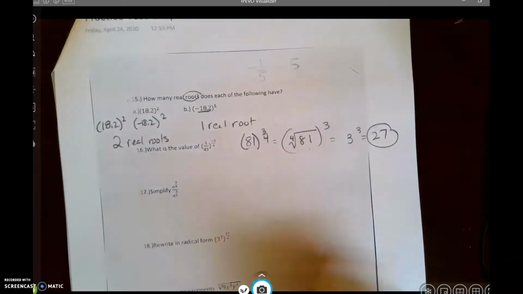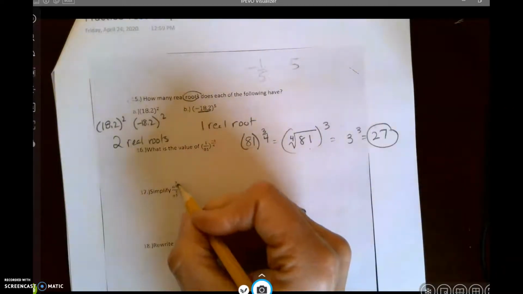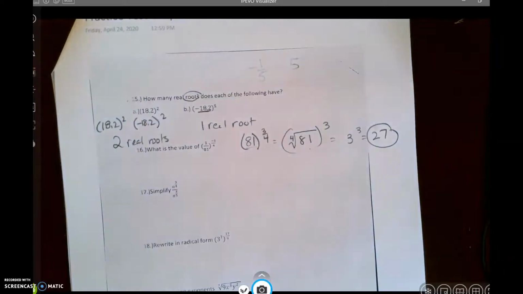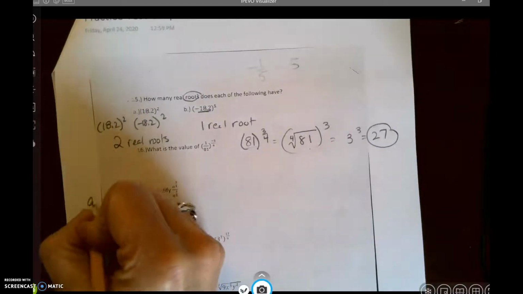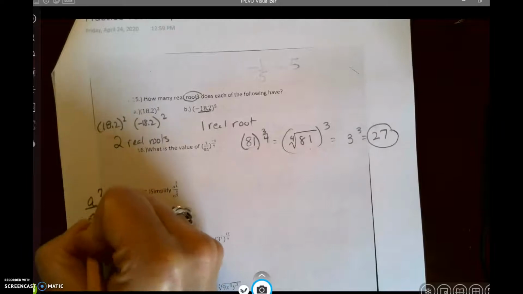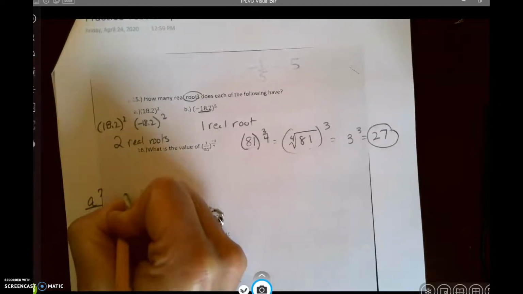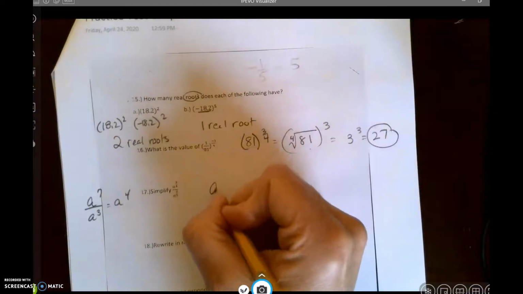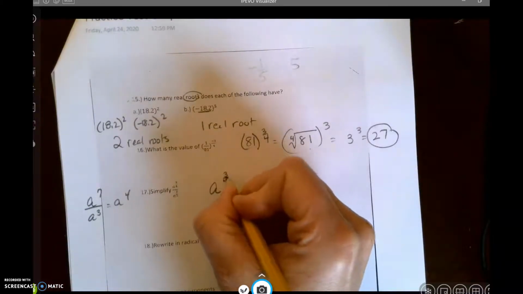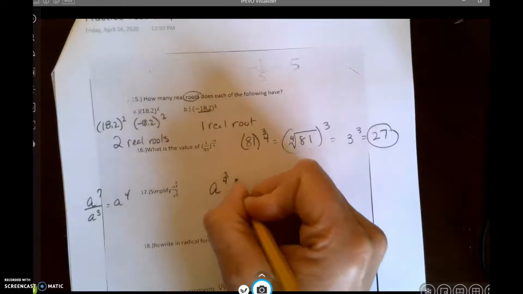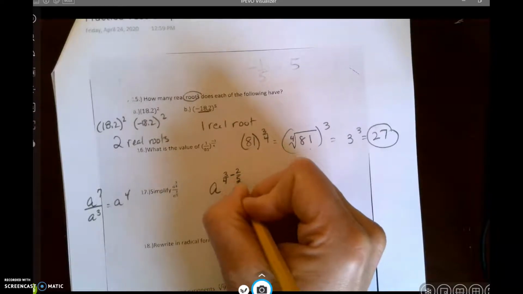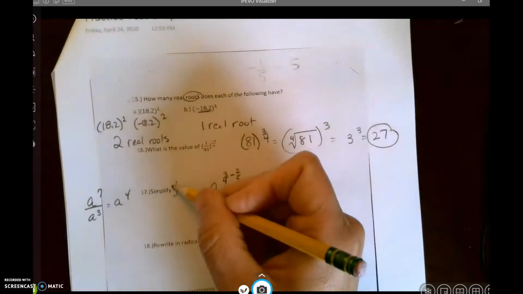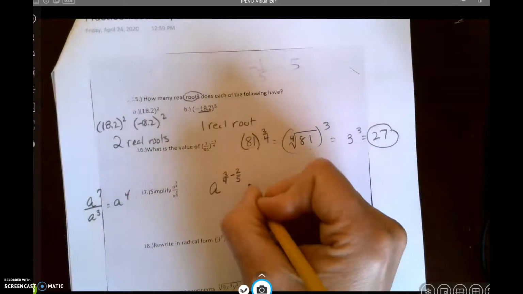All right, let's look at number 17. A to the 3/4 divided by a to the 2/5. Well, division means I subtract my exponents, just like if we had a to the 7th over a to the 3rd, we would have a to the 4th. Well, here I'm just giving you fractions instead. So we have a to the 3/4 minus 2/5. Common base, we subtract our exponents.